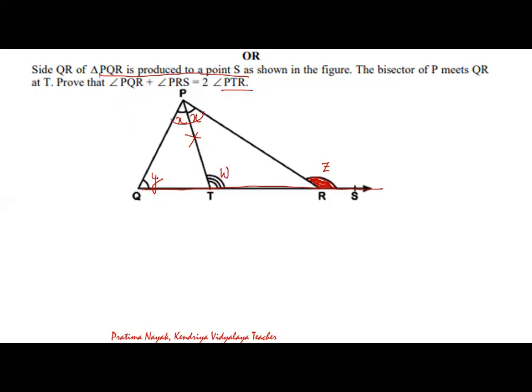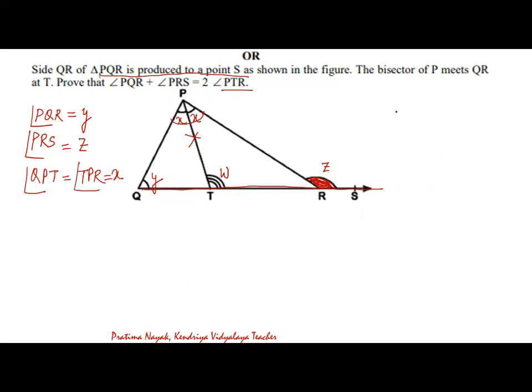So PQR I named as Y, PRS I named as Z. It will be easy for me to write. Next, I named QPT as X. I named TPR also as X.